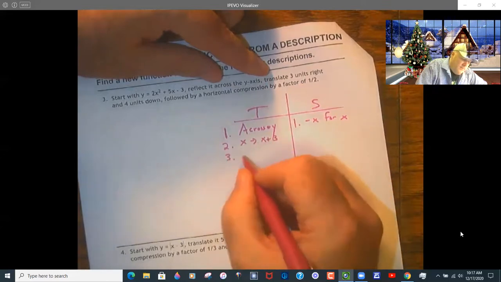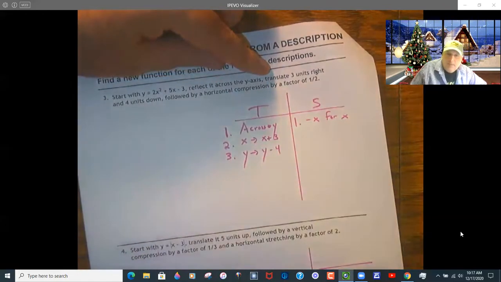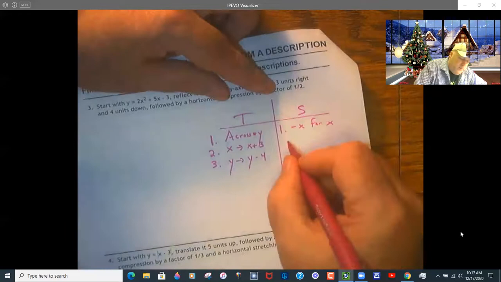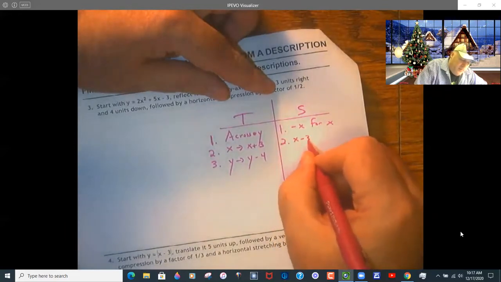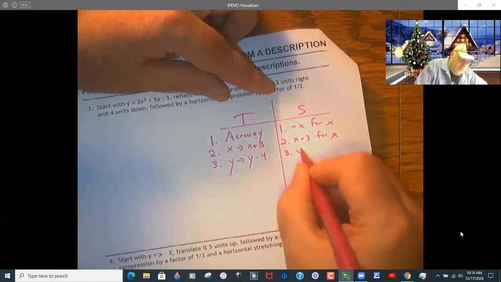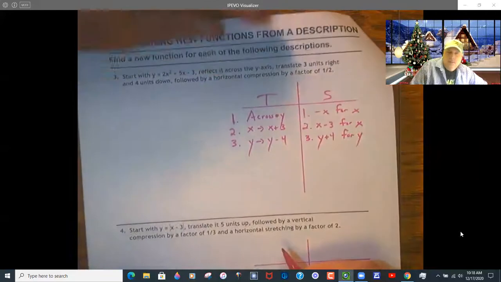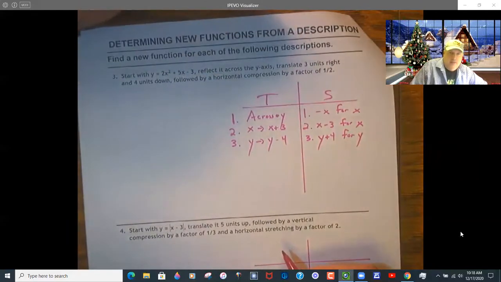And then it says, and 4 units down. So these are the next 2. X goes to x plus 3, y goes to y minus 4. So we replace with the opposite, inverse. Make sure you switch the sign. It's important that you check that out and that you do it.